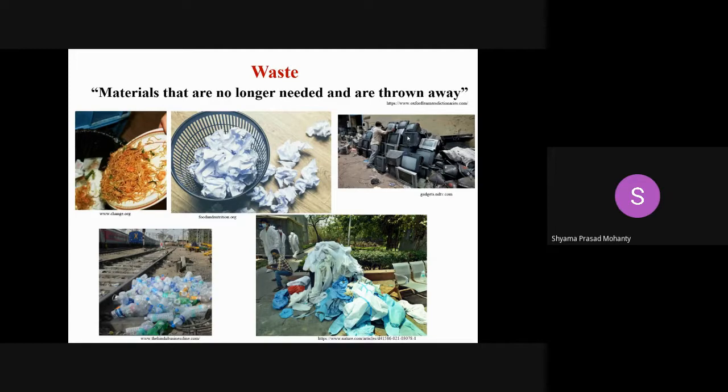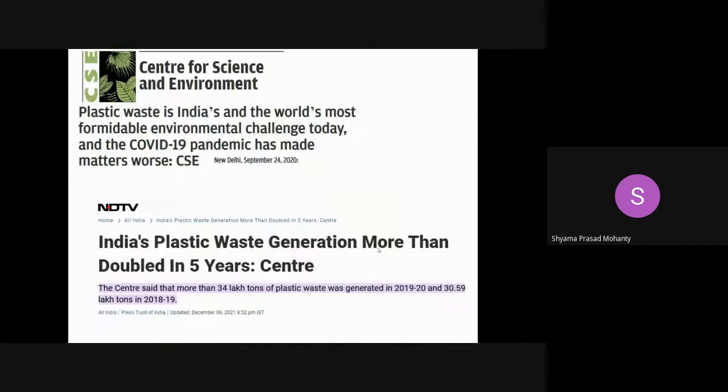And then there is plastic waste, whether on railway tracks or railway platforms, anywhere you can find plastic waste. In the last couple of years, the PPE kits which have been discarded are also raising environmental issues. So these are all different forms of waste. Are there any solutions? We will discuss that later.